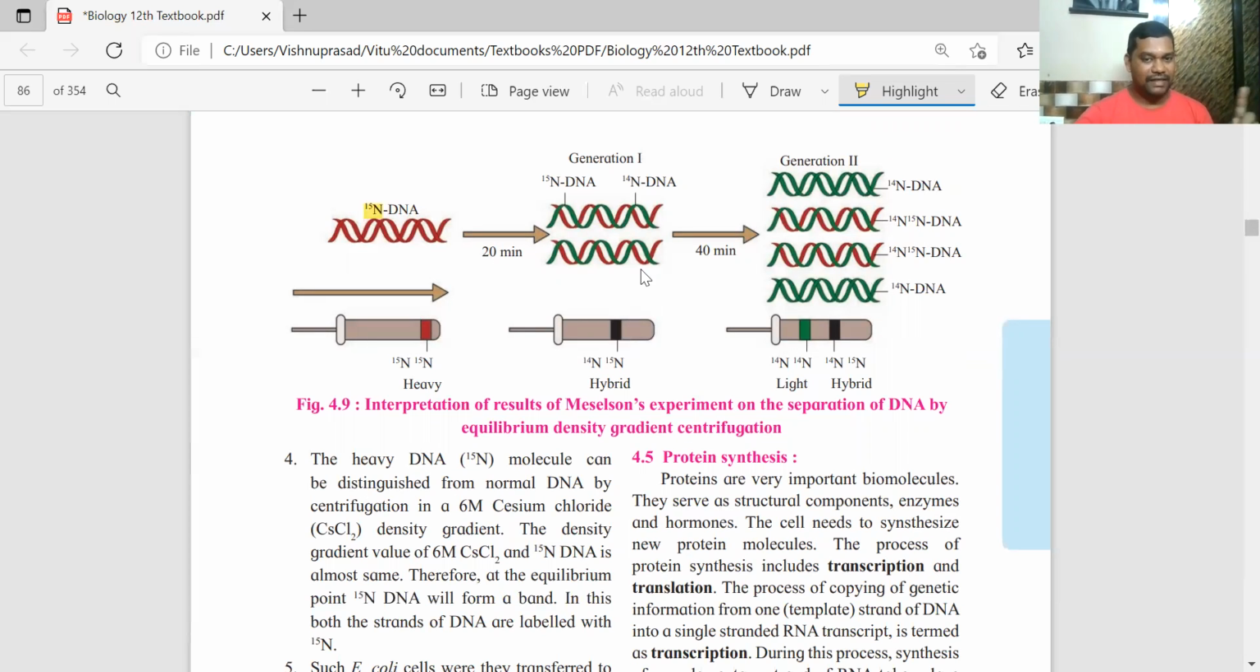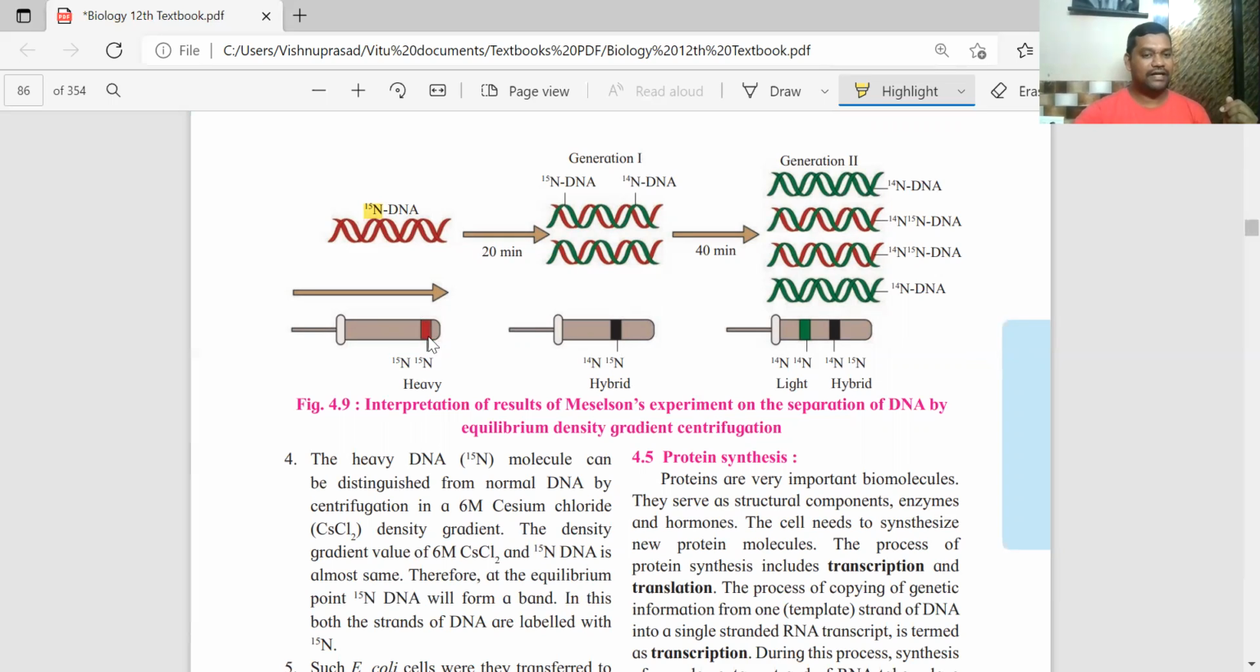तो जब replication हुआ, so it was seen that when one DNA having N15 gave rise to two daughter molecules of DNA, it was seen that daughter molecules were having one strand with N15 isotope, one strand with N14 isotope. इसका मतलब क्या हुआ कि ये डीएनए मॉलिक्यूल्स के स्ट्रैंड सेपरेट हुए एंड एक के ऊपर नया N14 बना, दूसरे के ऊपर नया N14 बना. That was generation.